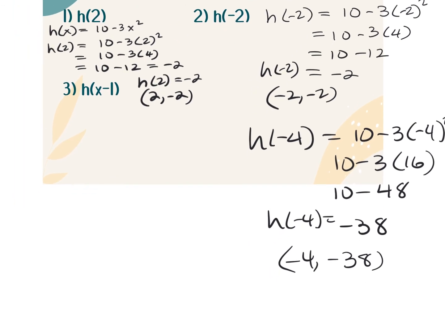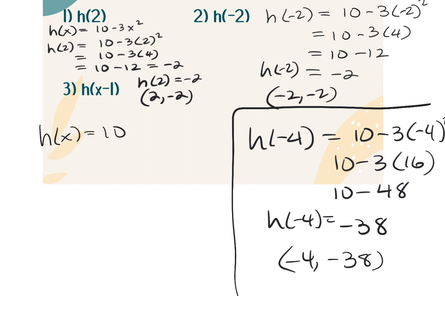And then let me do the h of x minus 1. So this is just a new problem that I made up just to give you extra practice. So now let's go to number 3. So again, we're going to take h of x, 10 minus 3x squared. This time for x, I'm replacing it with x minus 1.